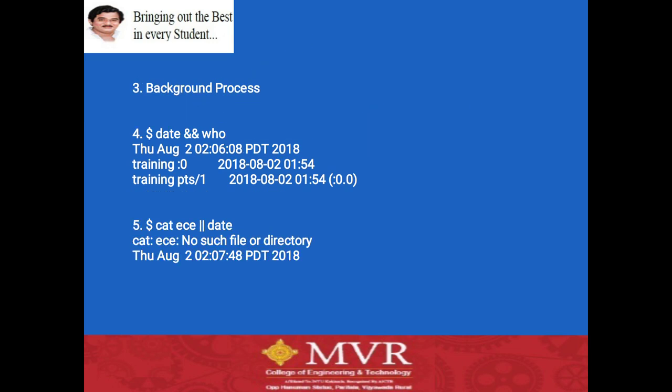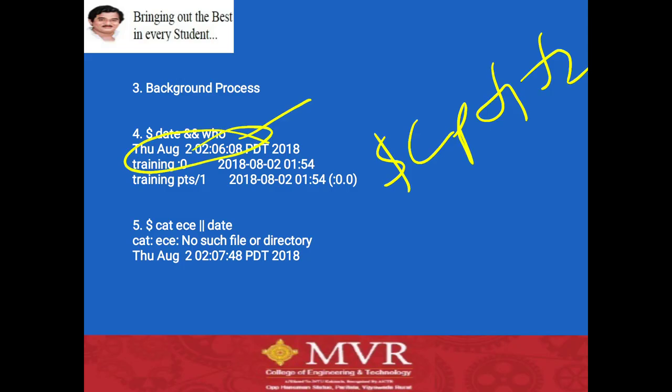Then background process, as I said, whenever you are putting an ampersand, here I have used date and who. Now simply you can, for example, use cp f1 f2, and before that you can use a single ampersand. Okay, so forget this example. So cp f1 f2 means we are copying file 1 to file 2, and if file 1 is very large, it will take some time to copy into file 2. If you put an ampersand before that cp, this is the dollar symbol, this is the ampersand symbol, don't get confused.